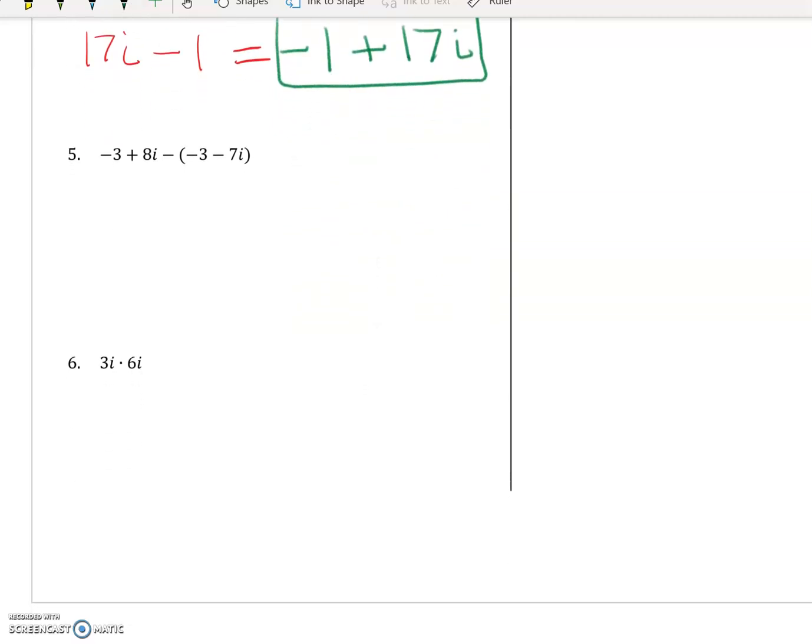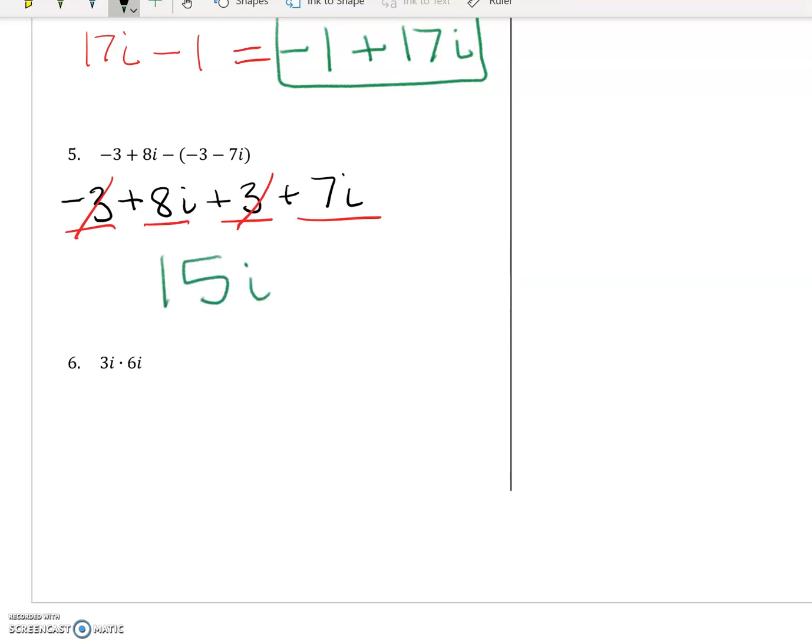Next, when you've got parentheses, make sure you change everything inside of it. Plus 8i plus 3 plus 7i. Combine your like terms, start with your numbers. That's 0. Then go to your i's, and that gives me 15i.